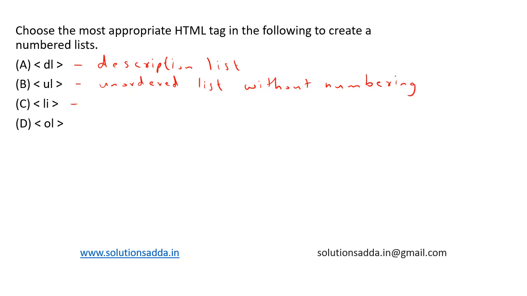Next we have LI. It defines an ordered list with numbering. Fourth one is OL. It defines list item. So in the question, it asks the HTML tag for creating a numbered list. So based on the options, option C, LI, as it creates ordered list with numbering, is the right answer here.